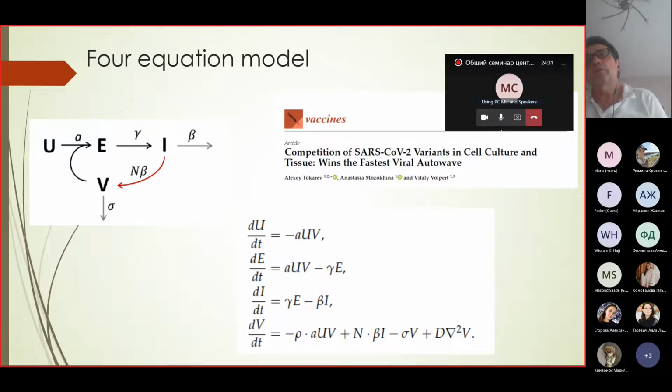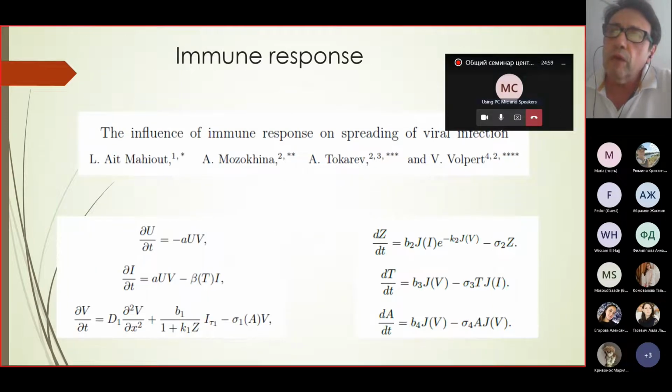Another development is shown here. We started with a 3-equation model. There are 4 equations now. So from uninfected cells to infected cells, we go now not directly, but through exposed cells. Exposed cells are cells which are already infected by virus, but which do not yet produce new viral particles. Well, another interesting development, we introduce the immune response in the model with different immune cells, interferon, immune cells, antibodies.